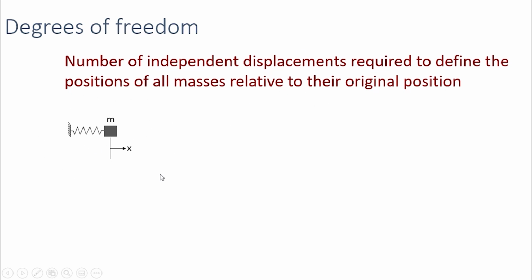Suppose I have a system like this, a spring connected to a mass, and this will be acted upon by some vibrating load, say in the x direction. So this is free to vibrate in this direction. At any instant of time, if I want to describe this system, all I need to know is the position of this mass in this direction, because it cannot move in that direction. If I know the displacement of this mass in one direction, I can calculate the remaining properties of the structure. So this is a single degree of freedom structure.